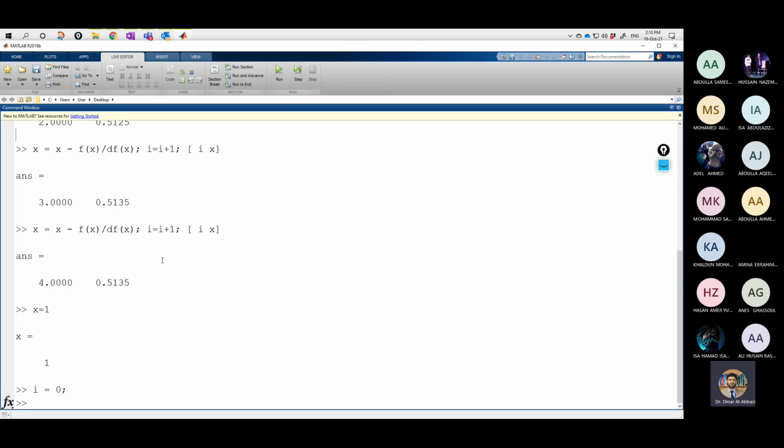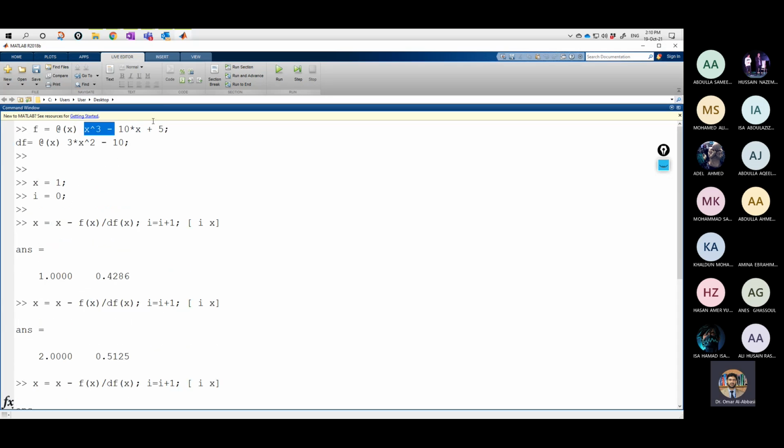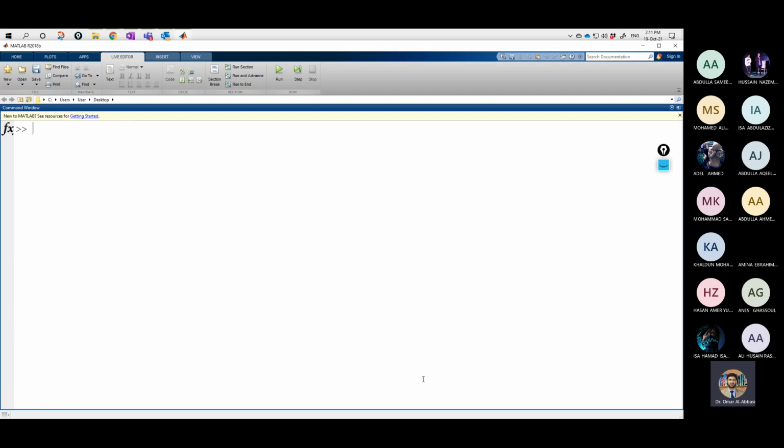One item which I did not discuss yet with you. What if you have a complicated function? What if you have a complicated function? What would you do? How would you find its derivative? Well, you can do that in MATLAB as well.